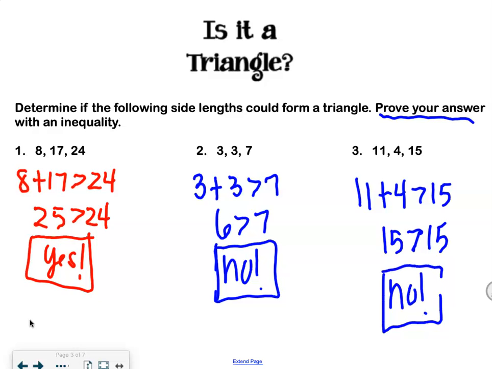Okay, this is the math that I like. Yeah, isn't this good? Oh, shut up.